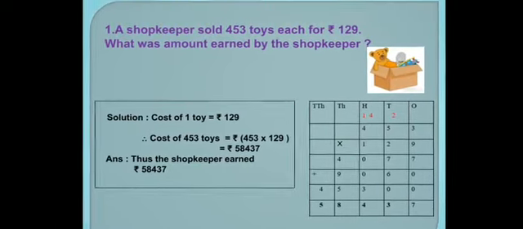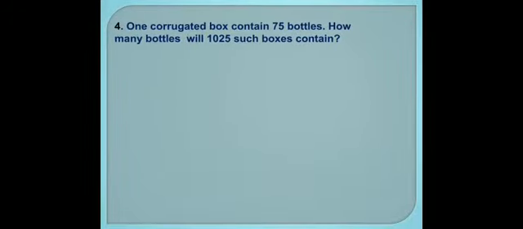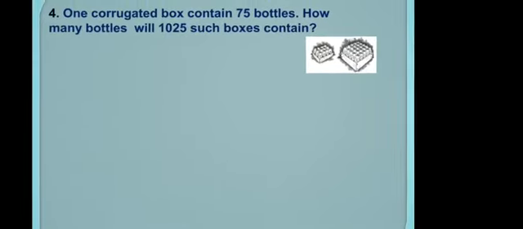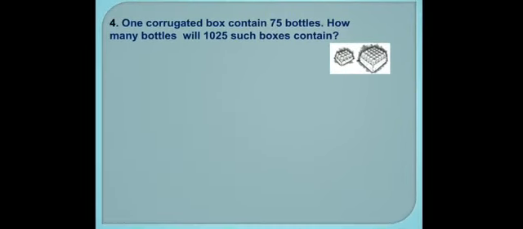Let's come to the next sum. This is the fourth sum from exercise 3D. One corrugated box contains 75 bottles. How many bottles will 1025 such boxes contain? Again we are going from one to many, which means one box contains 75 bottles. So we have to find the number of bottles that will be contained in 1025 such boxes.